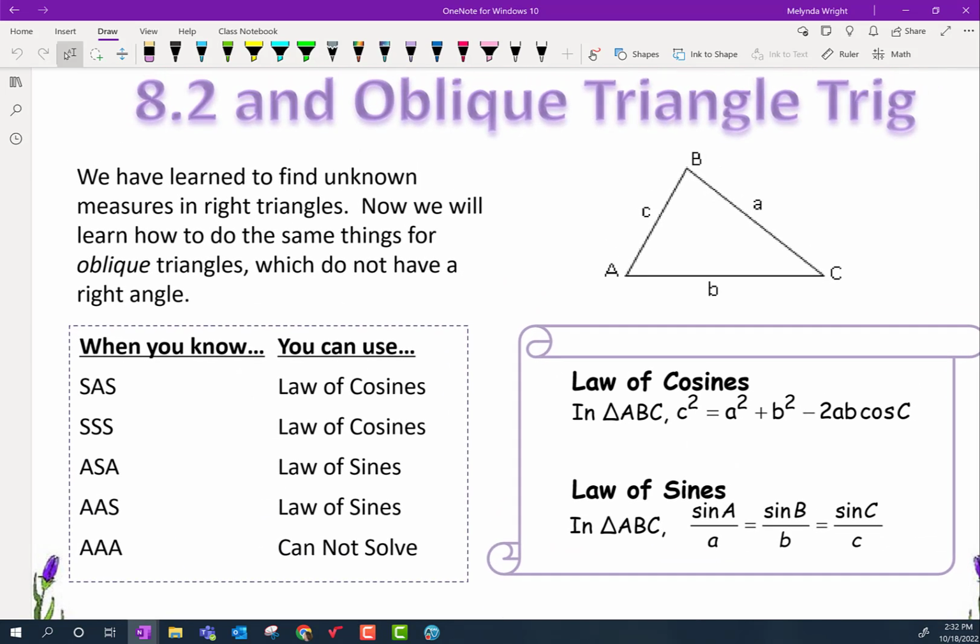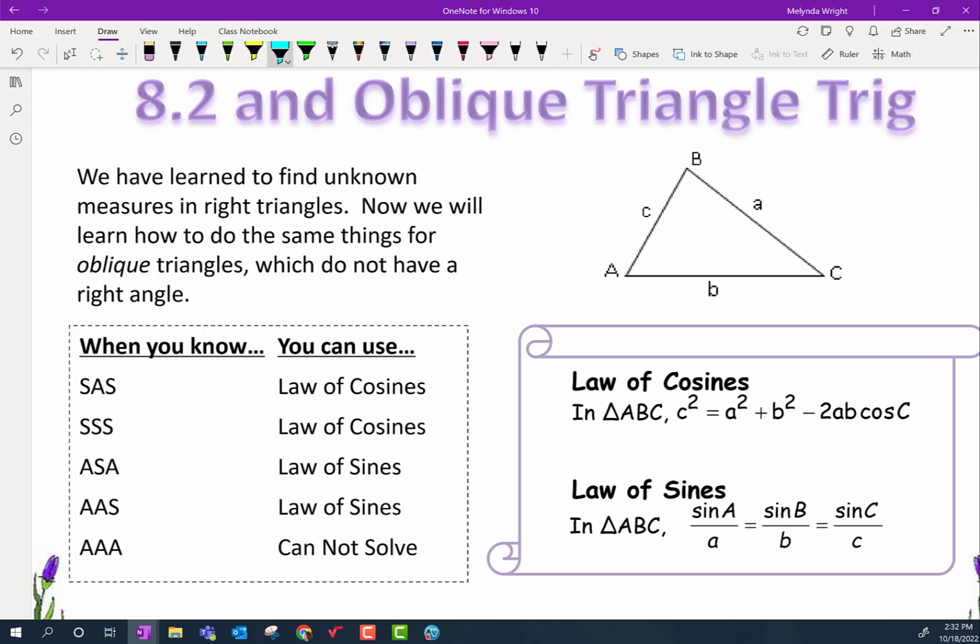So what is an oblique triangle? It's one that's not necessarily a right triangle, so the three angles are something different. These are the guidelines, the characteristics that we look for when we decide which of these formulas we're going to use.